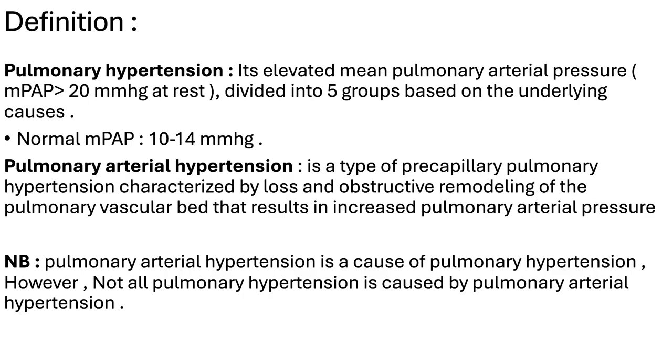Pulmonary arterial hypertension is a type of precapillary pulmonary hypertension. It's characterized by a loss and obstructive remodeling of the pulmonary vascular bed that results in increased pulmonary arterial pressure. So, pulmonary arterial hypertension is a cause of pulmonary hypertension. However, not all pulmonary hypertension is caused by pulmonary arterial hypertension.